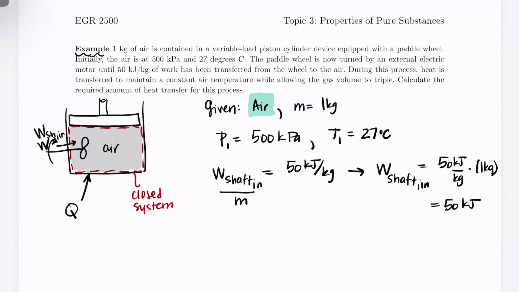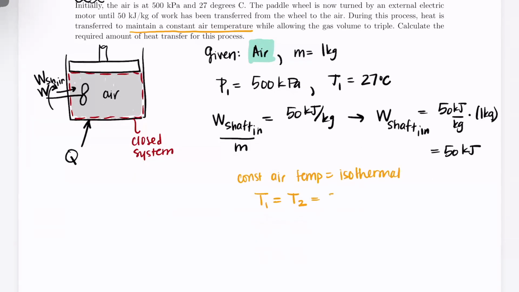We also are given that we are maintaining a constant air temperature, which means this is isothermal. Which also means that T1 equals T2, which is 27 degrees C. That was already given to us. And we know that the volume is changing, right? So we have the volume 2 is equal to 3 times volume 1, right?